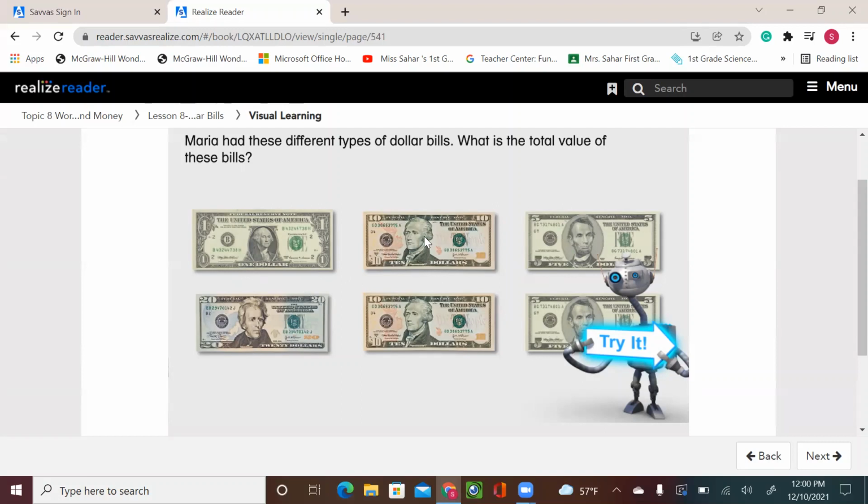So 20 plus 10 plus 10. And then I have the 5, another 5, and the dollar. So we have 20 plus 10, that's $30, plus 10, that's $40, plus 5, that's $45, plus 5, $50, and 1, $51. All right?